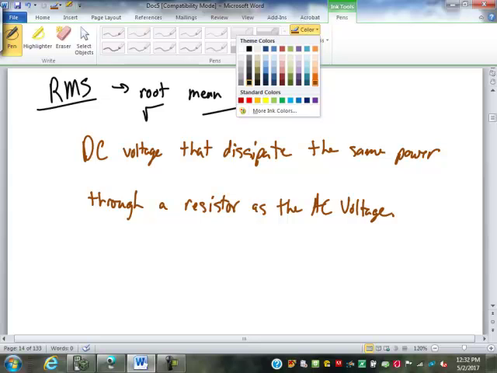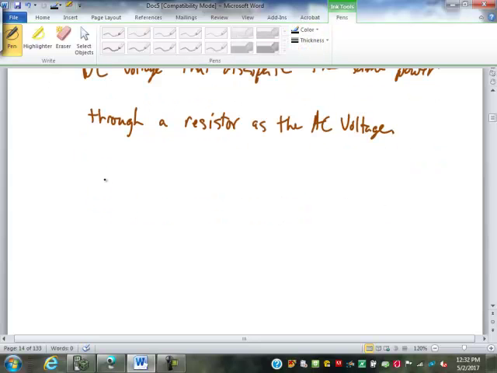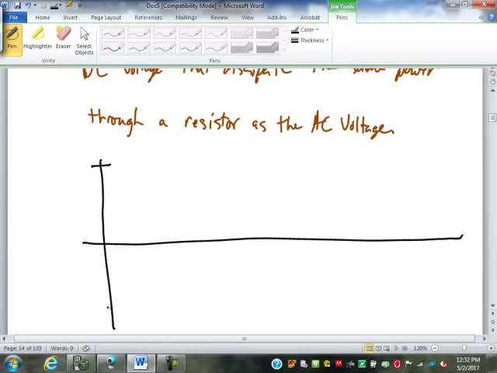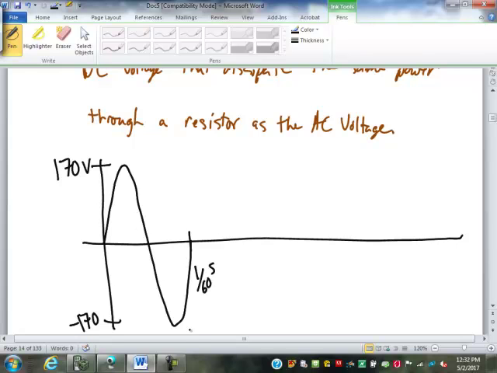So we're talking about this waveform yesterday, the sine wave. For AC voltage, the peak to peak is 170 volts to negative 170 volts. So it's 340 volts peak to peak. And the cycle, anybody know what the cycle length is? 1/60th. You got it. So one cycle is 1/60th of a second.